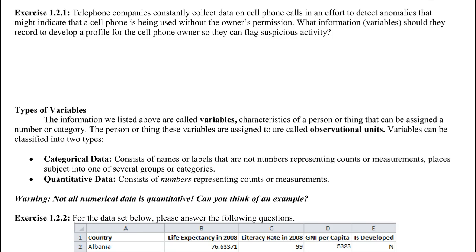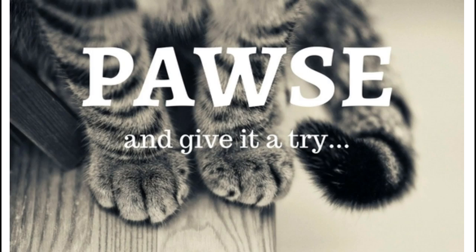So here we're looking at telephone companies trying to determine if a cell phone is being used by someone other than the owner. So we're asked, what information or variables should we be collecting in order to develop a profile so that we can know if something unusual is happening with a phone? So I'd like you to take a moment. This is the first time I'm going to say this in this course. Pause. Try this on your own. Once you've come up with a couple, start the video again.